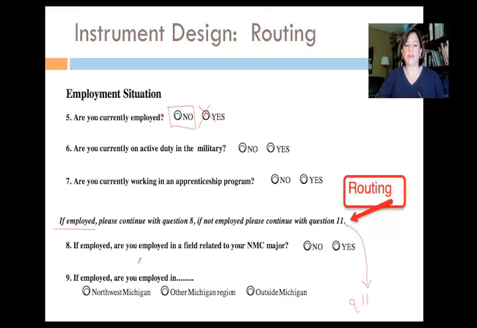They don't need to answer this question. If employed, are you employed in a field related to your major? If employed, where are you employed? Well, they're not employed, so we're not going to bother them with answering those questions.